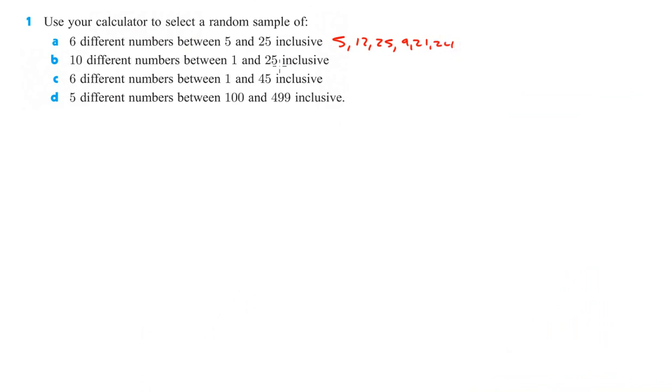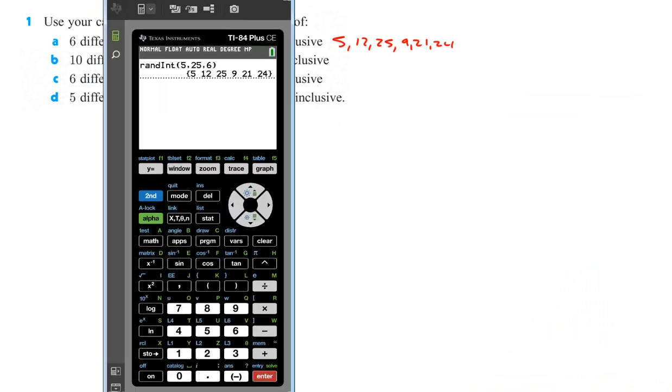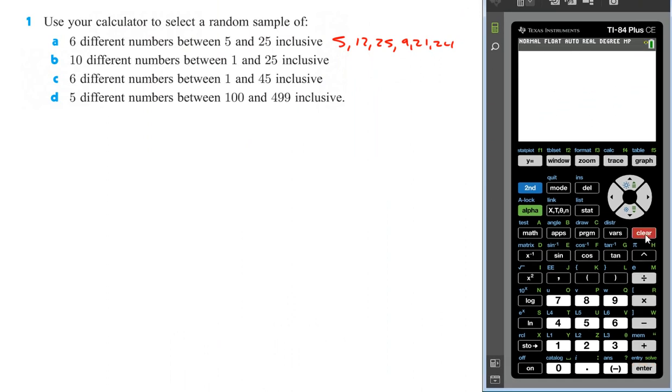Okay. 10 different numbers between 1 and 25 inclusive. We can do that too. Same idea. I'm going to use the graphing calculator just because I find this to be a little bit nicer. If you remember, we went into math, over to probability, and we did random integer, number 5. Now we're going from 1 to 25, and we want 10 different numbers. We push enter, and then enter once we get to that, and now it'll give us 10 different numbers. Okay, so we end up getting these here.